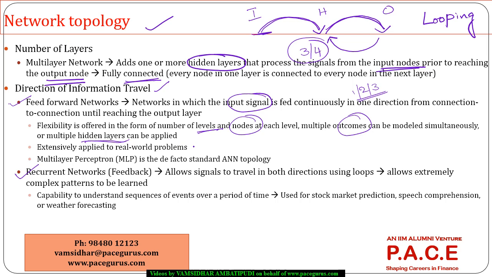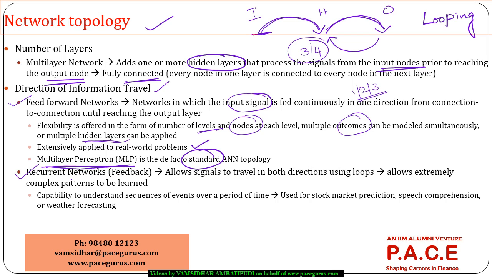Nowadays there are many real world problems where these feed forward networks are heavily applied. If you are talking about the standard with respect to artificial neural networks today, we use a technique called multi-layer perceptron. Multi-layer perceptron is the most heavily used architecture today, which is again a part of feed forward networks only.